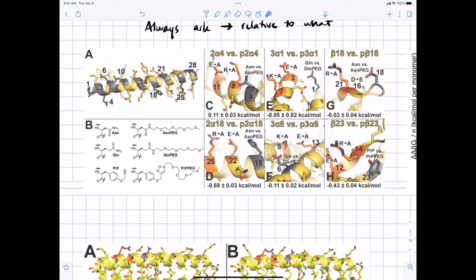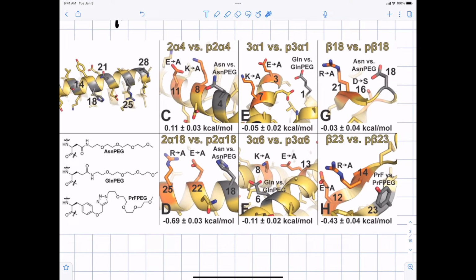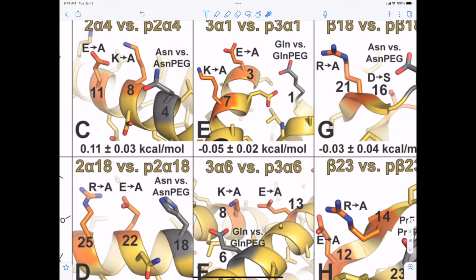Yeah, I mean, so you could do a number of things to tease that out. These are all crystal structures, and we don't have actual structures of variants with and without PEG. So it is possible that if you put PEG here, it looks like it would be sort of oriented near these side chains, but actually proteins are pretty flexible.